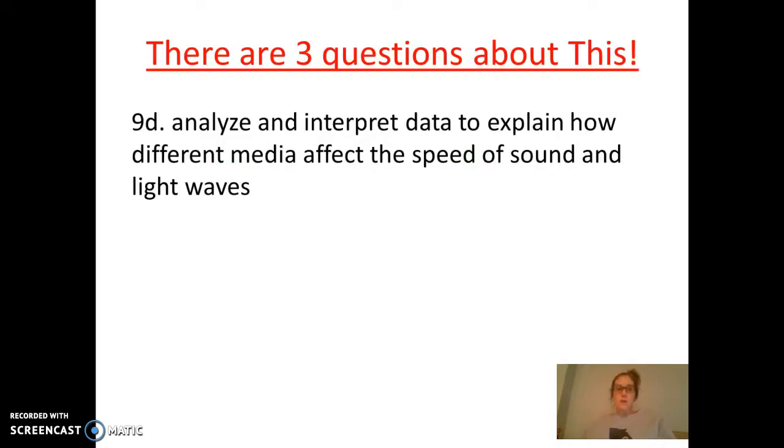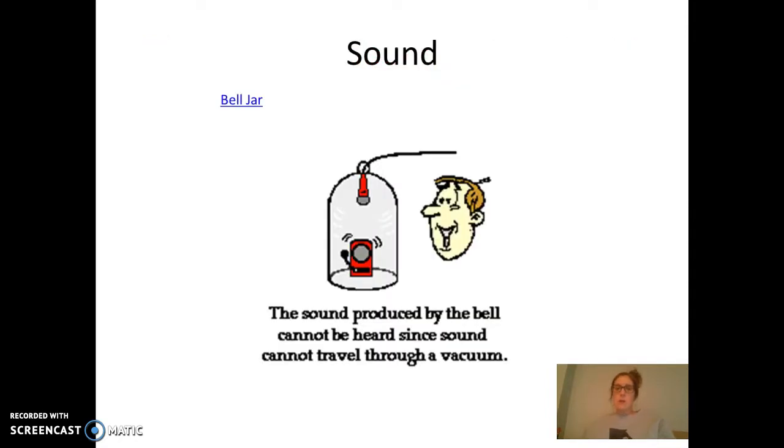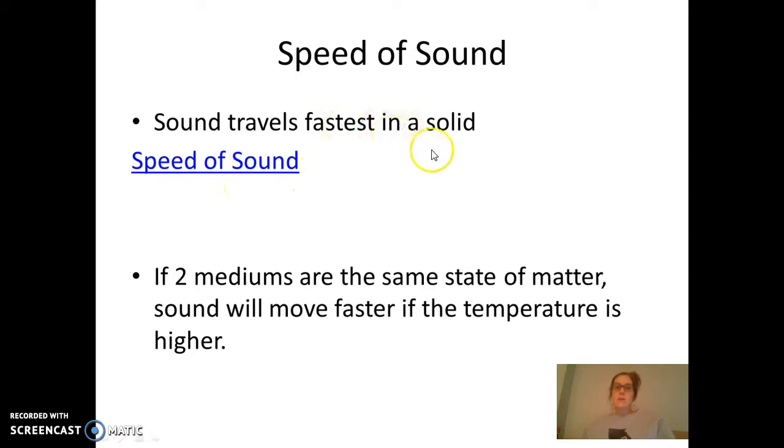Okay, so 3 questions about this next topic. So again, remember that sound has to have a medium. So if there's no matter, there's no sound. Okay? Sound is going to travel the fastest in a solid, and that's because sound is a mechanical wave, which means it's moving through matter, moving through materials, and in a solid, particles are really, really close together.